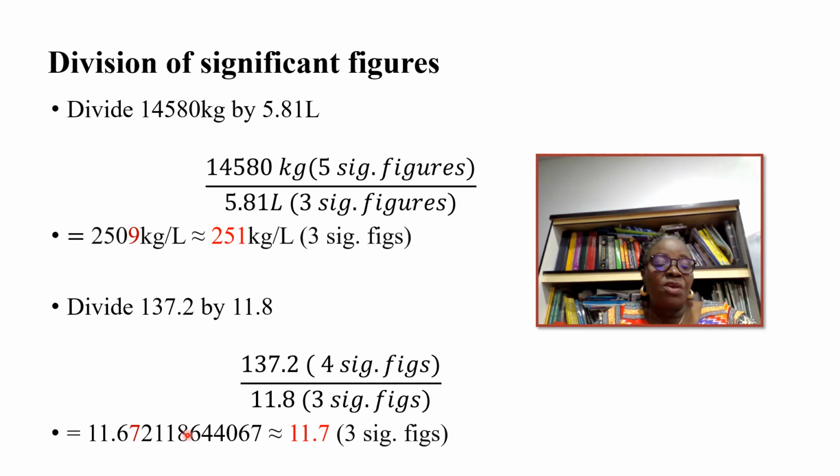You ask yourself, which is the least place of significant figures? The least place of significant figure is 6. But it has a 7 on that next position. So you round up and add 1 here. So your correct answer will now be 11.7 to 3 significant figures.